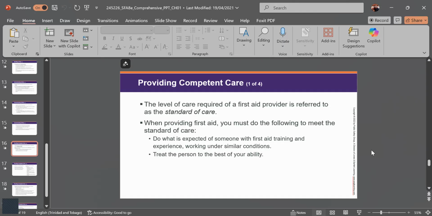Treat the person to the best of your ability. Think about, and this is where we tell you, if the patient was a family member of yours, what sort of care you would want.